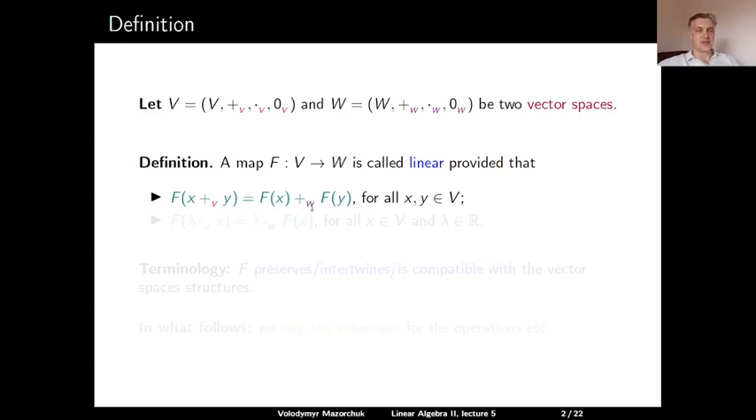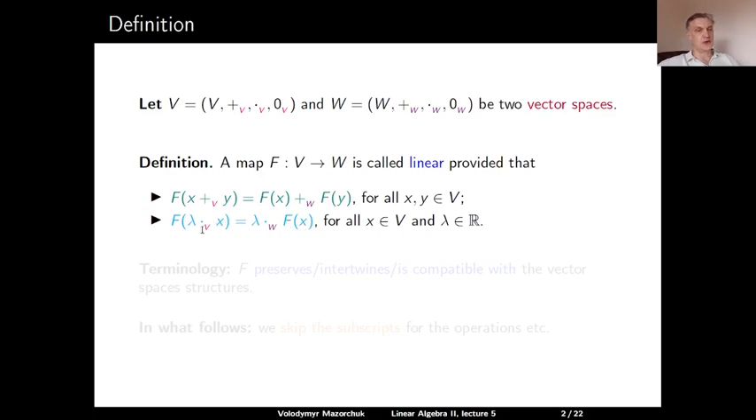This is the first condition, and the second condition is that the image under F of the element lambda dot x, where lambda is an arbitrary real number and x is an element in V, should coincide with the element lambda times the image of x under F.